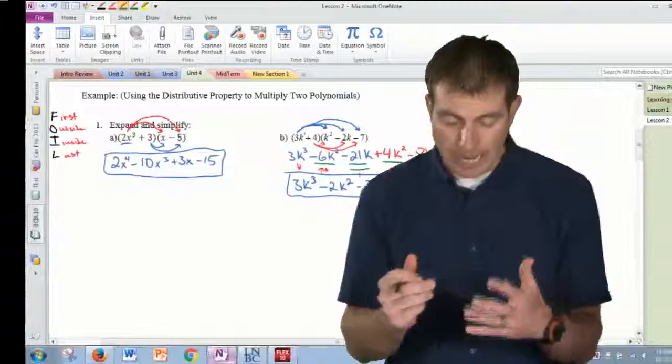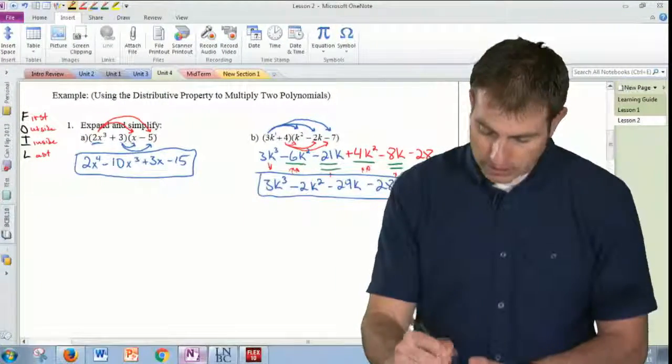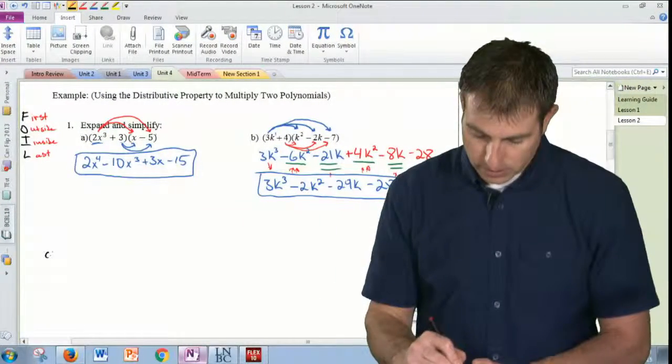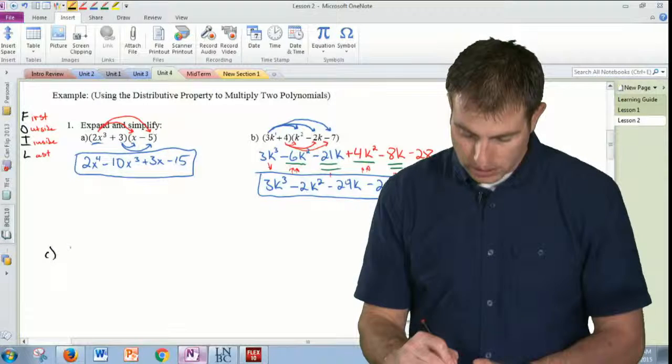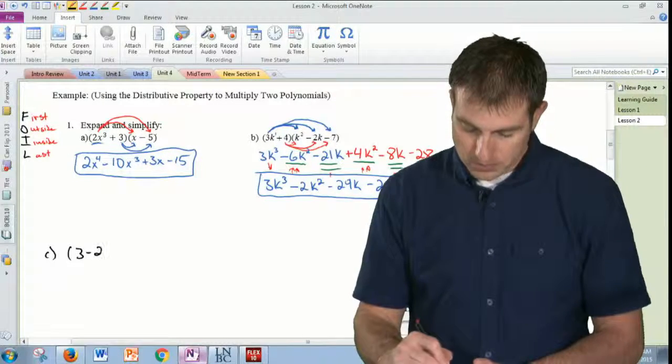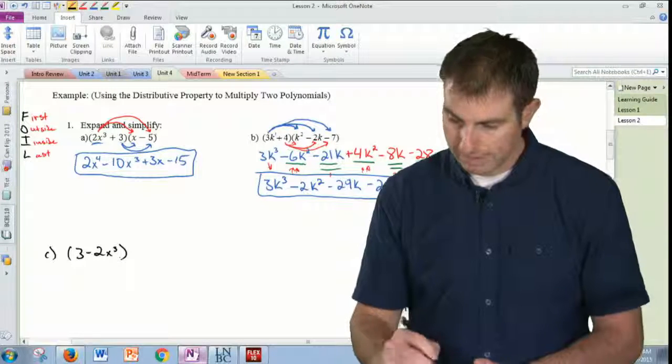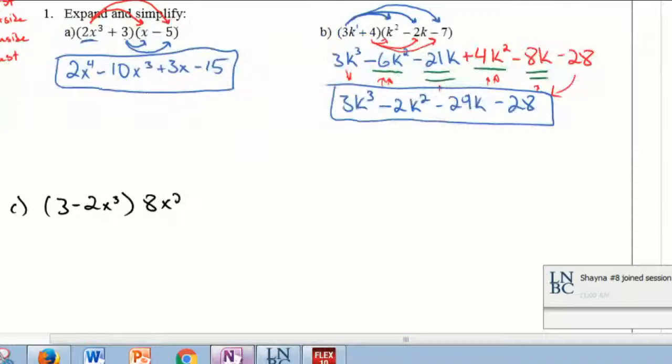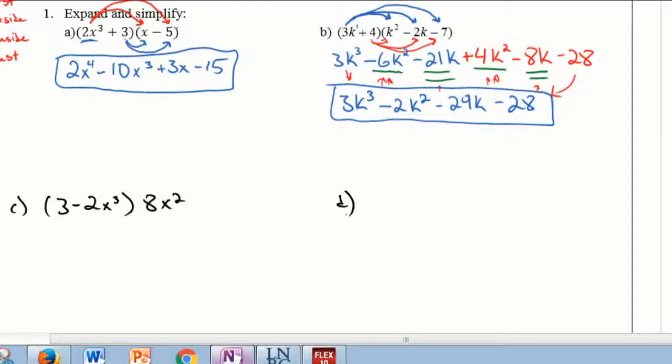So I'm going to add, we have A and B, I'm going to add letter C in here. And I'm going to make C look like this: 3 minus 2x cubed times 8x squared. And letter D, I'm going to write in as negative 3 times 2x plus 2, plus 3 times 2x minus 1.